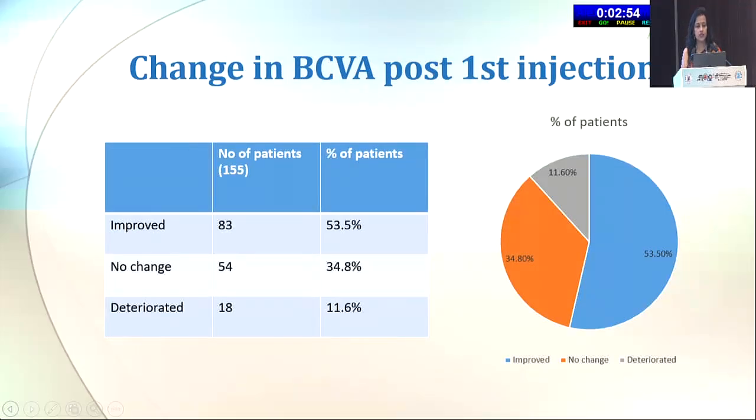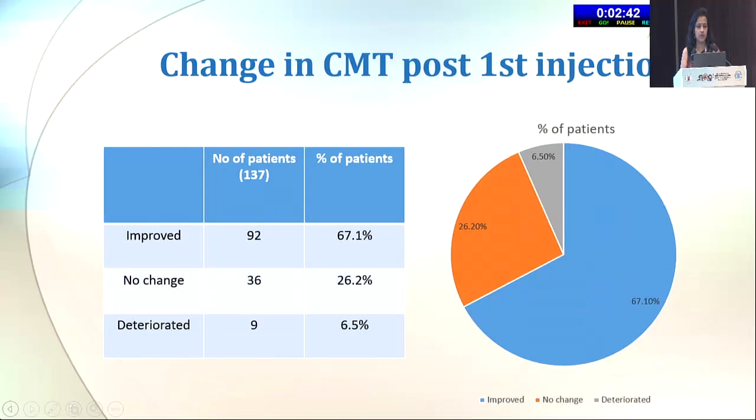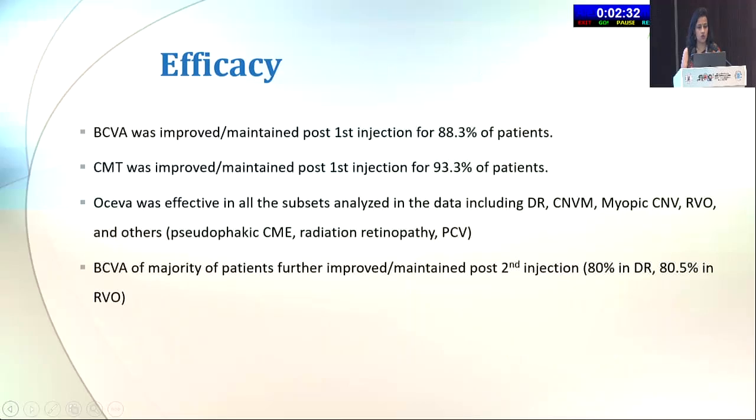Now, if you look at it, we had more than 50% of patients improving. We had some of them being stable and some of them actually worsened. This was mostly associated with their systemic condition as well. If you see in this CMT as well, at least 70% of them had pretty good improvement, and some of them also deteriorated, which is about 9 patients in this whole cohort.